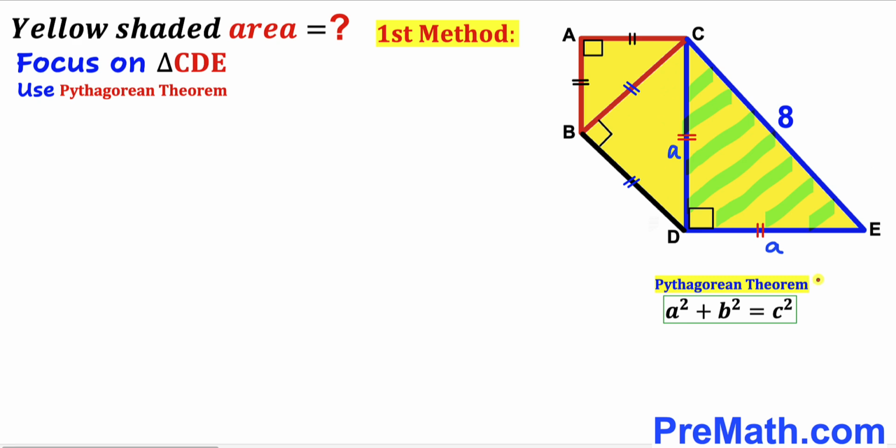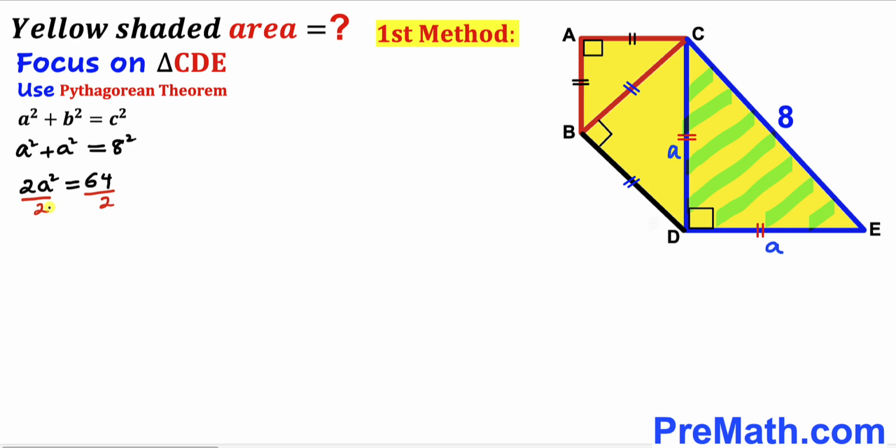Here's our Pythagorean theorem: a squared plus b squared equals c squared. In our case, our hypotenuse is 8 units, whereas our two other legs are lowercase a and lowercase a as well. Let's fill in the blanks in this formula. So we got a squared plus a squared equals 8 squared. Let's divide both sides by 2. So this 2 and 2 is gone. Therefore, a squared turns out to be equal to 32.